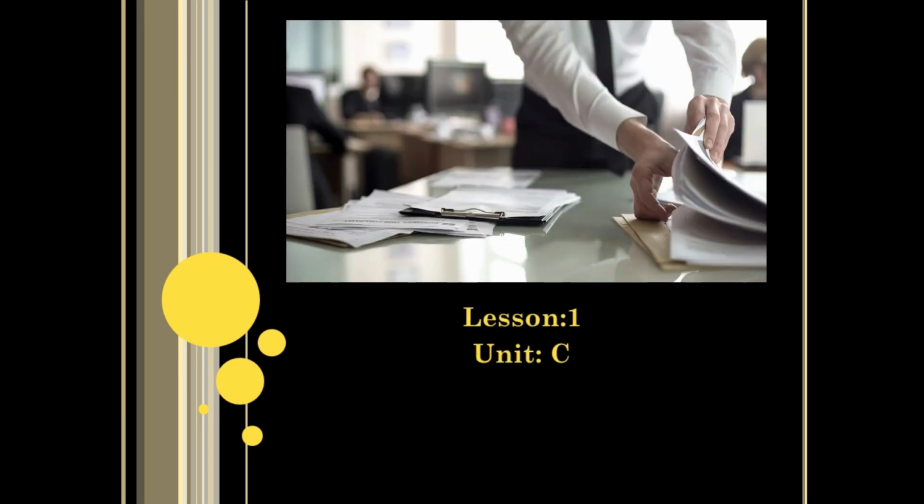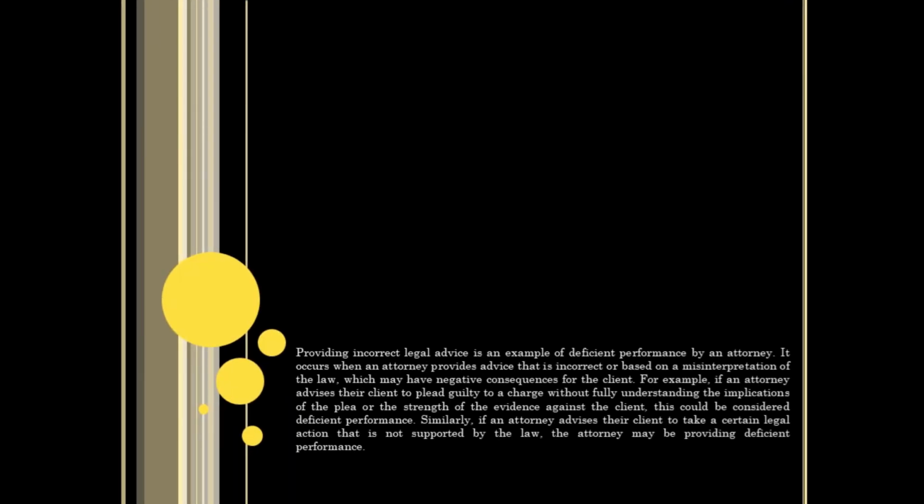Lesson 1. Unit C. Providing incorrect legal advice. Providing incorrect legal advice is an example of deficient performance by an attorney. It occurs when an attorney provides advice that is incorrect or based on a misinterpretation of the law, which may have negative consequences for the client.